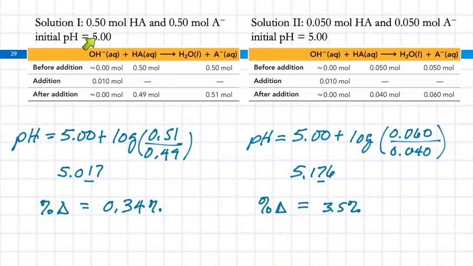So here, this is 10 times more concentrated than this one. They are both equal. It's 50-50. But this one changed 0.3% and this one changed 3%. So this had a larger percent change.